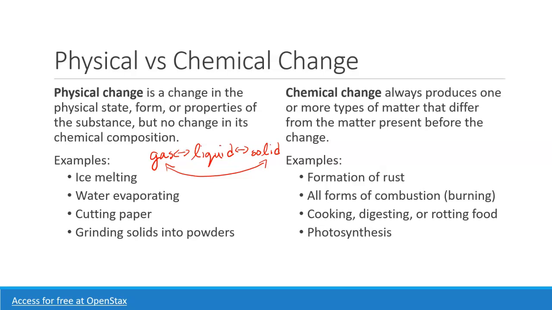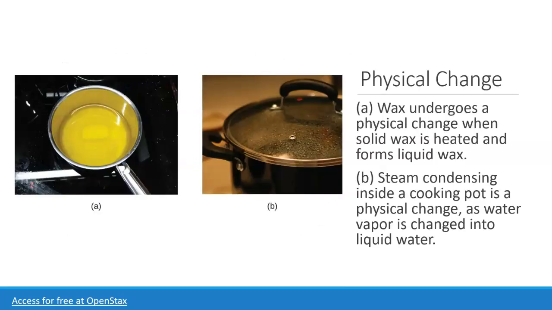So chemical changes are going to be changes that do produce a different type of matter. So those are going to change the chemical composition. And examples of that could be the formation of rust, all forms of combustion. So anytime you burn something, that's going to be an example of a chemical change. And then we can have cooking, digesting, or rotting foods. And many biological processes like photosynthesis are all going to be examples of a chemical change.